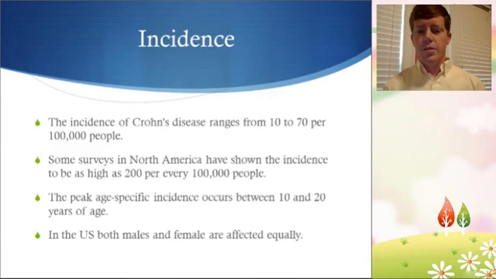Some surveys in North America have shown the incidence to be as high as 200 per every 1,000 people. The peak age specific incidence occurs between 10 and 20 years of age. So most of the people that are diagnosed with Crohn's are between 10 and 20 years old. Also in the U.S., both females and males are affected equally. So right now, studies show that both males and females tend to get Crohn's disease at about the same rate.